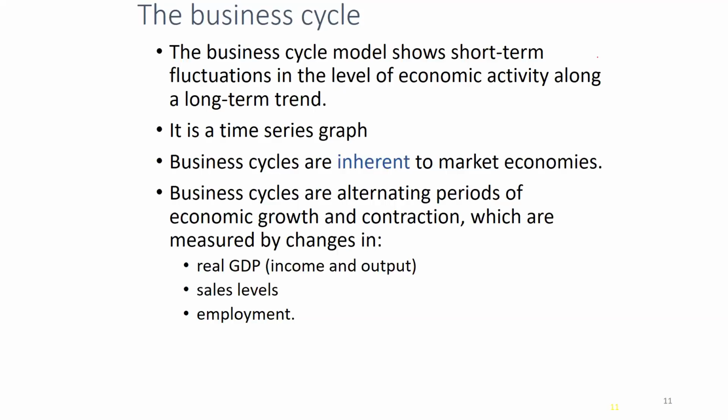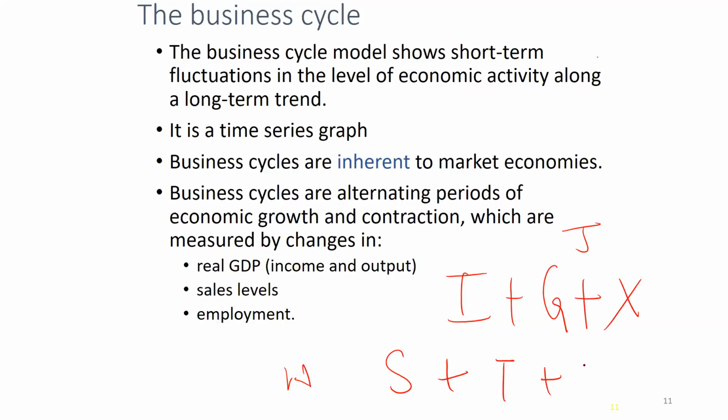And the reason, which I have explained in detail before, is how injections and leakages make a difference. When the injections are more than the leakages, and what are the three injections? Can you all recollect? The three injections were investment, government spending, and exports. And what were the withdrawals? You remember, they were savings, taxes, and imports. If injections are more than withdrawals, the economy expands, and if the withdrawals are more than injections, the economy contracts.